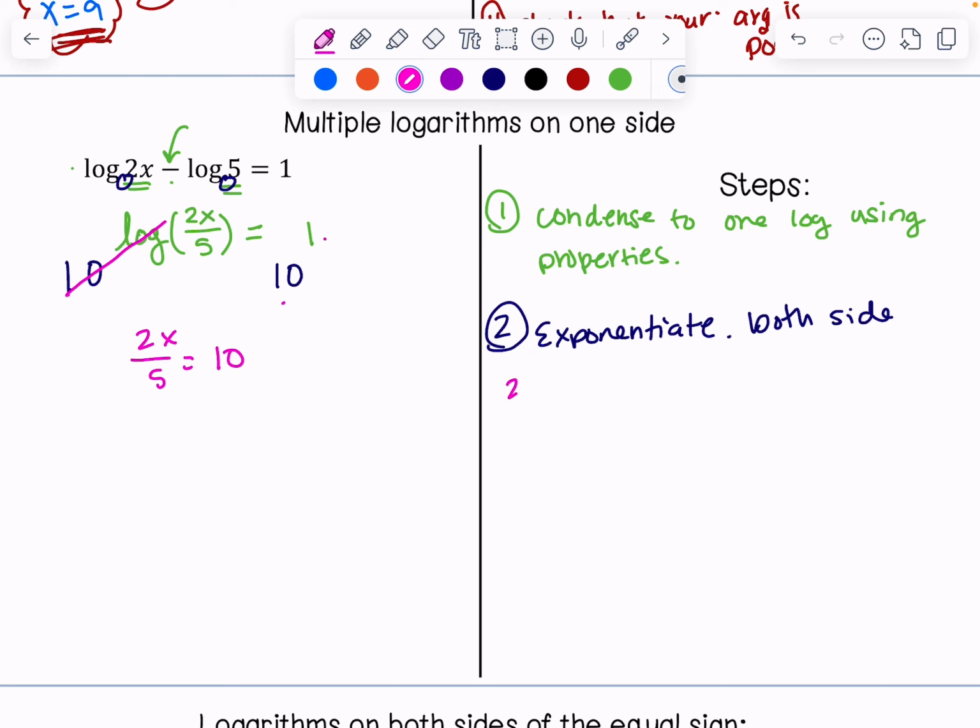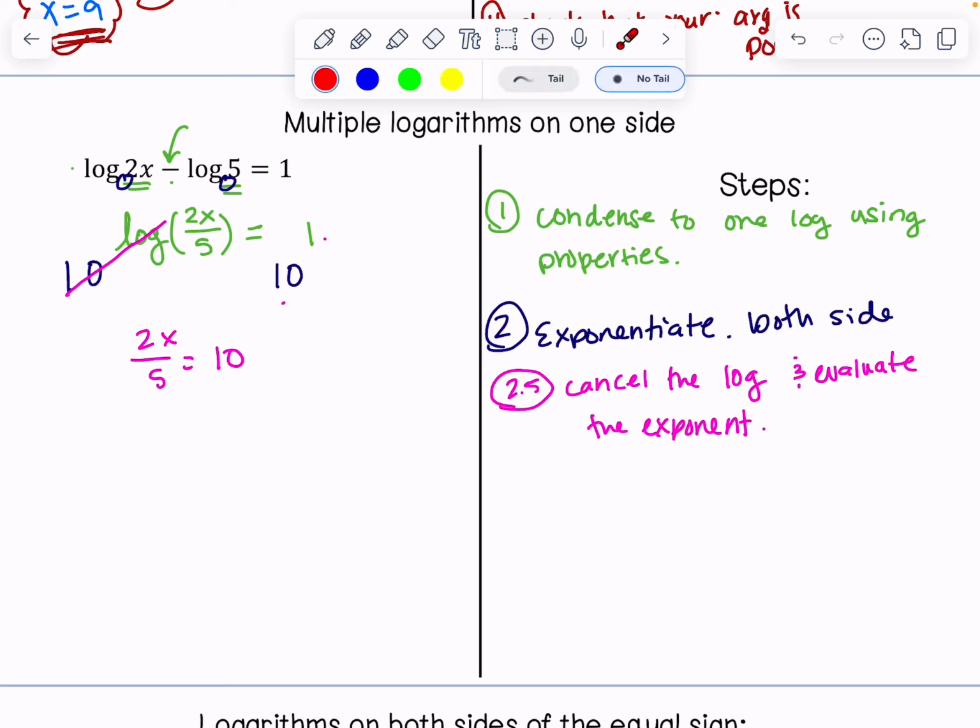So steps 2.5 and 2.75 here would be to cancel the log and evaluate the exponent. Once again, what I did there was we purposely chose, when we exponentiated both sides, the base of the logarithm. That allows this side to cancel out, leaving me with just the argument. And then I evaluated my exponent here, 10 to the first is just 10. We are now ready to solve for x.